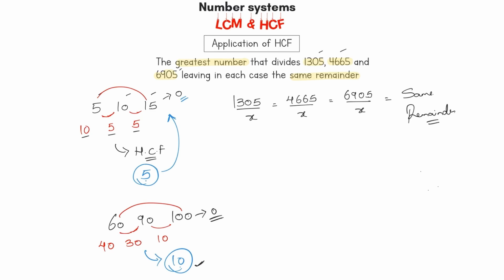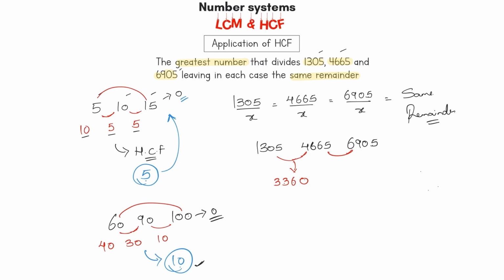So how do you solve this now? Take our three numbers, 1305, 4665 and 6905. What do I do here? Subtract this with this first. 4665 minus 1305. Let's do this. What is the answer for this now? This comes out to be 0, then 6, then 3, and 3. So it comes out to be 3360. Is it correct? This is 0, this is 6, this is 3, and this is 3. Correct.